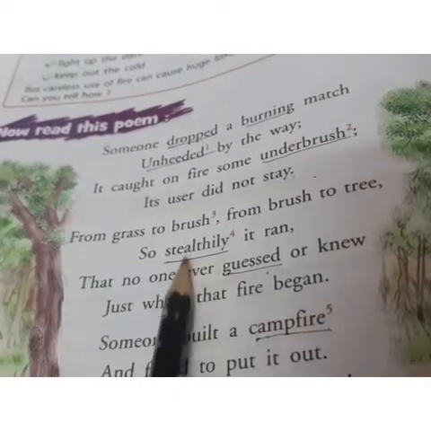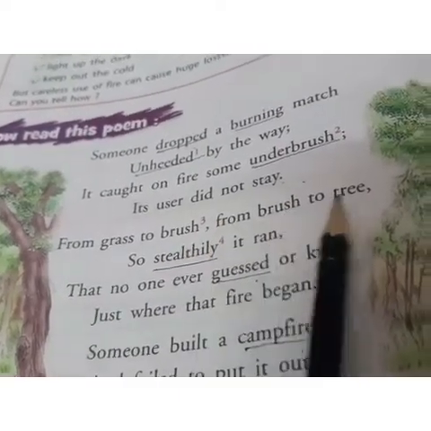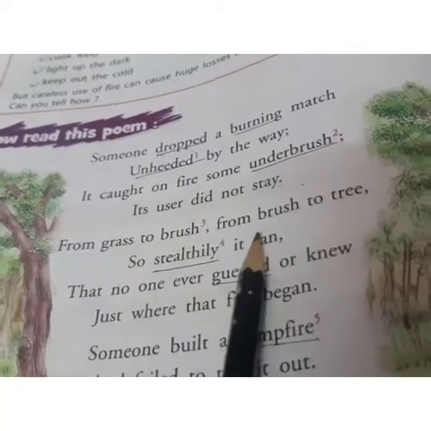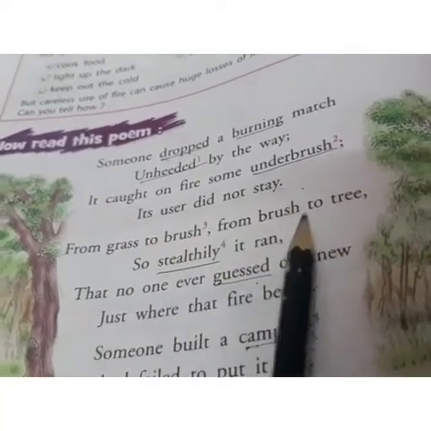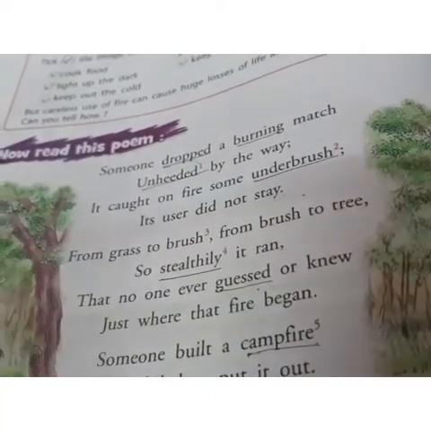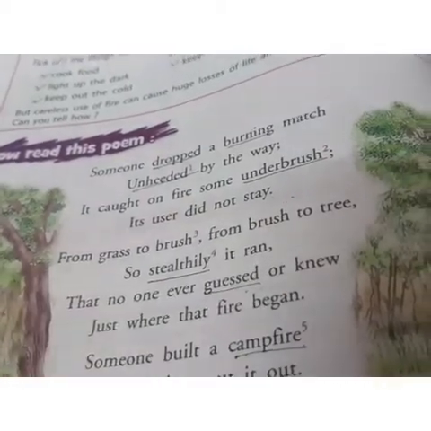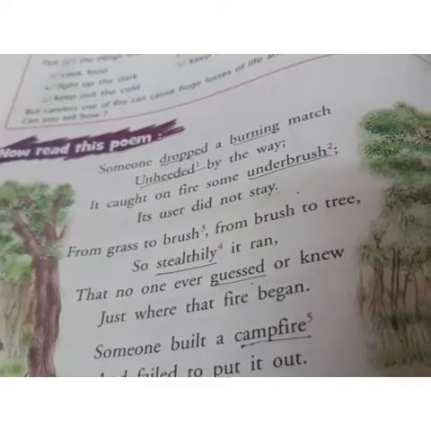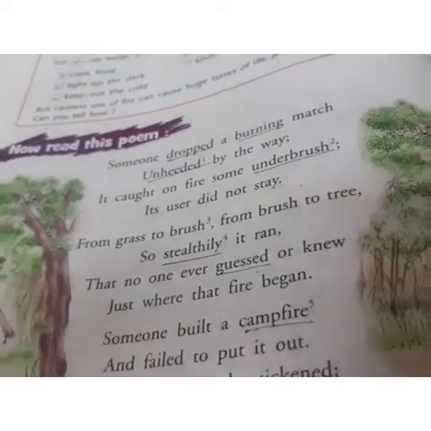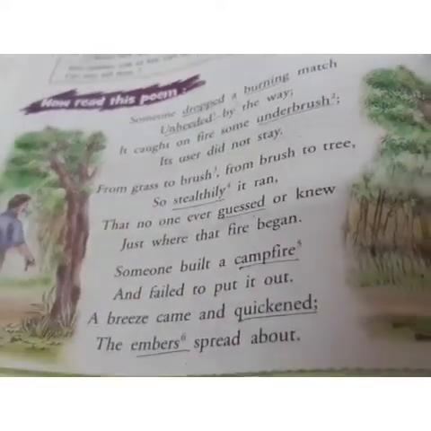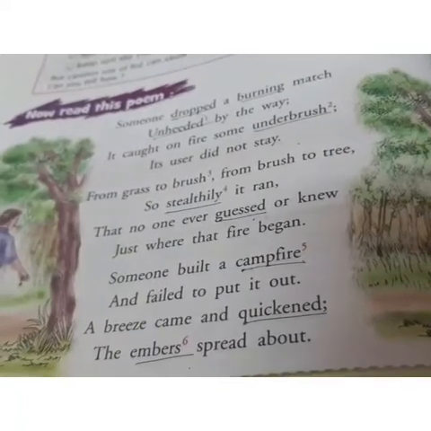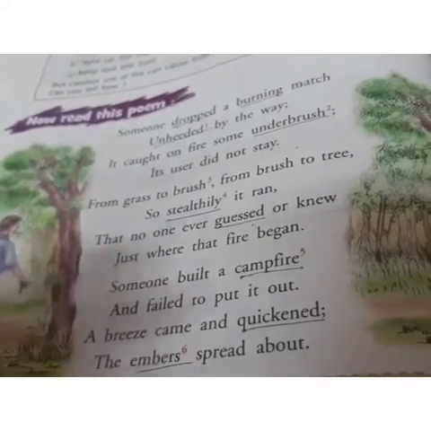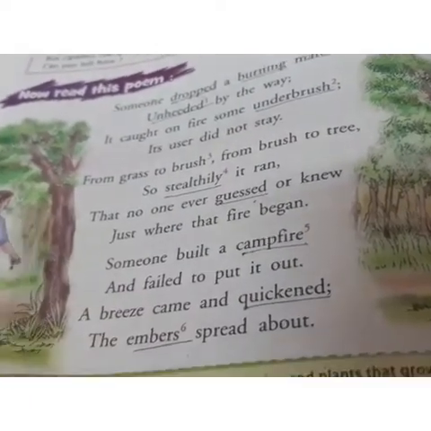मतलब ग्रास से बुश तक और बुश से फिर ट्री तक, मतलब ब्रांचेस से और ग्रास से ब्रांचेस तक और ब्रांचेस से ट्री तक जो फायर है इतनी quietly and silently spread that किसी को पता ही नहीं लगा कि how the fire has begun and from where the fire just started. No one can ever guess from which place and for what reason the fire has started. So quietly the fire spread like anything.